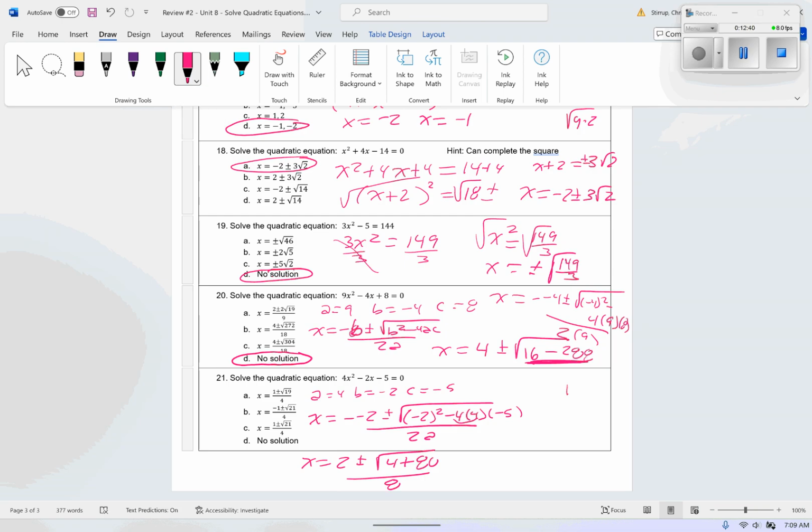All right, so it looks like I'm going to have root 84 underneath. Root 84 is going to break down to 4 times 21. So that's going to give me 2 root 21. So I'm going to get 2 plus or minus 2 root 21 over 8. Go ahead and reduce it. 2 goes in itself once, goes in once, goes in 4. So I'm going to get 1 plus or minus root 21 all over 4. There we go, it's letter C.